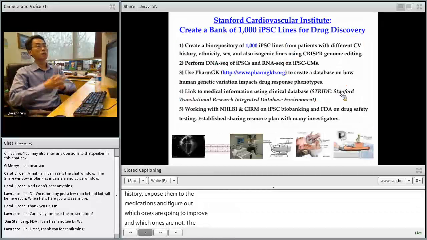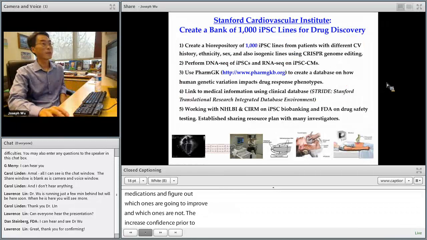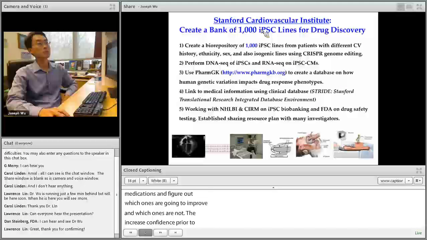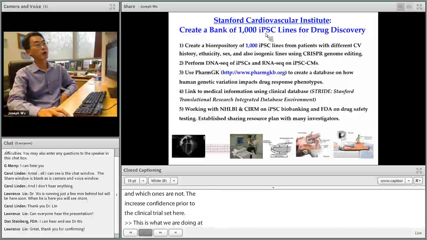And so this is what we're doing at Stanford. We're creating a biobank of about 1,000 patients. So far, we have about 400 patients. And these patients have different cardiovascular history, ethnicity, and sex, and we're also creating isogenic lines using CRISPR genome editing.